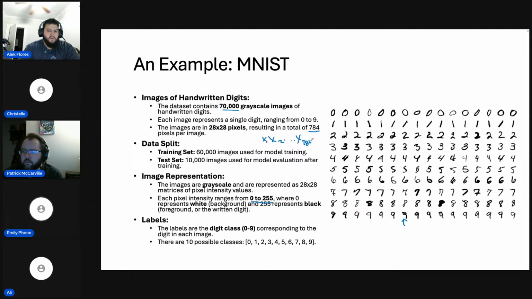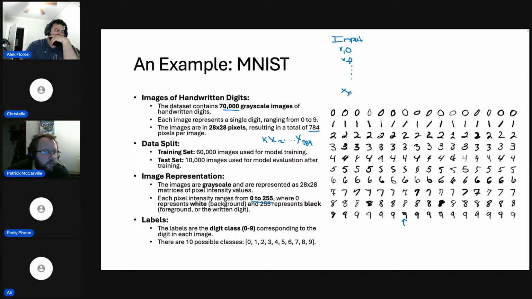So for each image, we have 784 features, 784 elements of input into our neural network. That means that in the input layer we have X sub 1, X sub 2, up to X sub 784. We have 784 input nodes into our neural network.